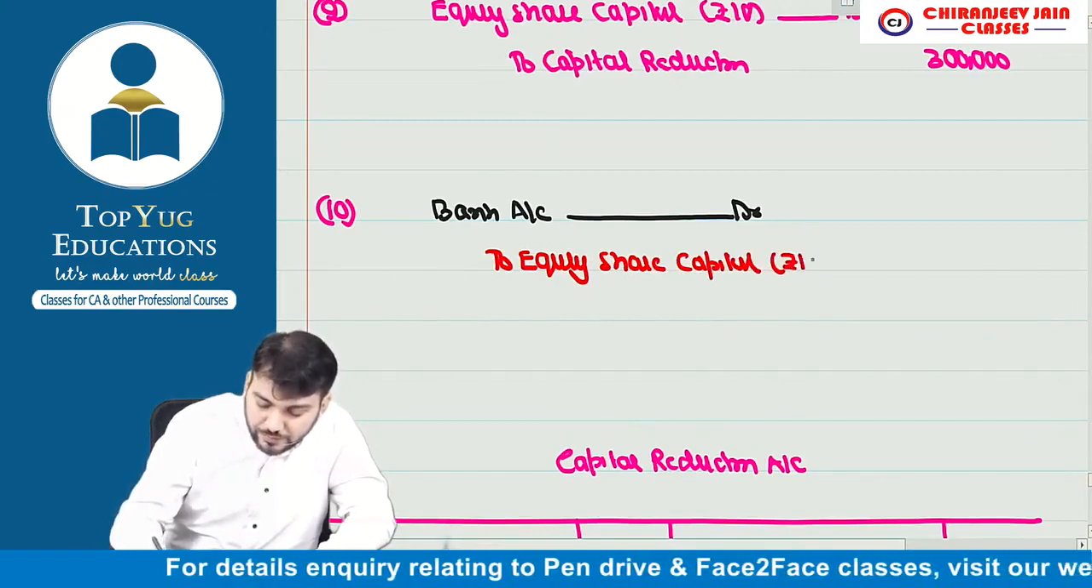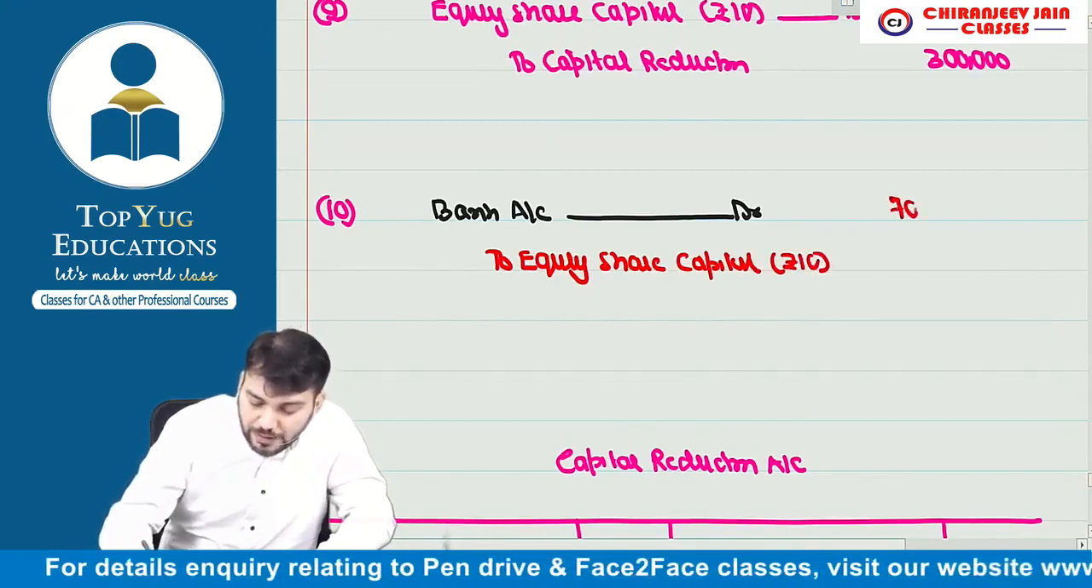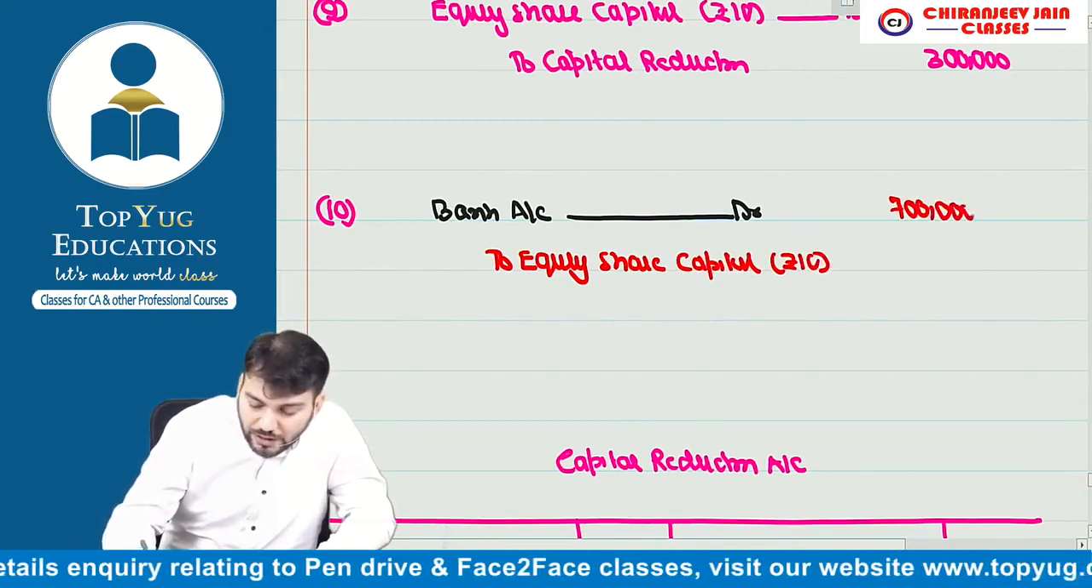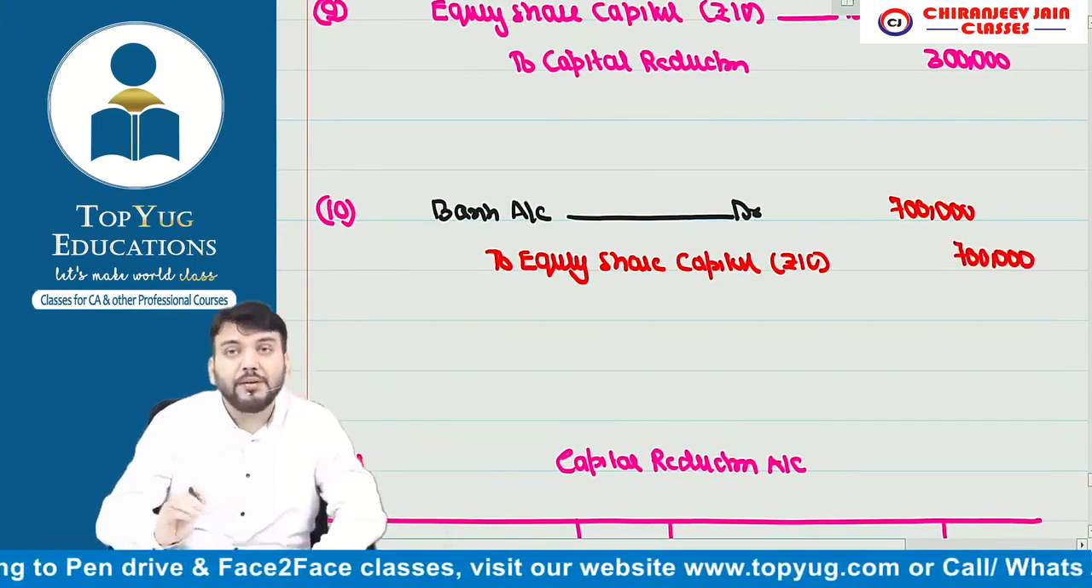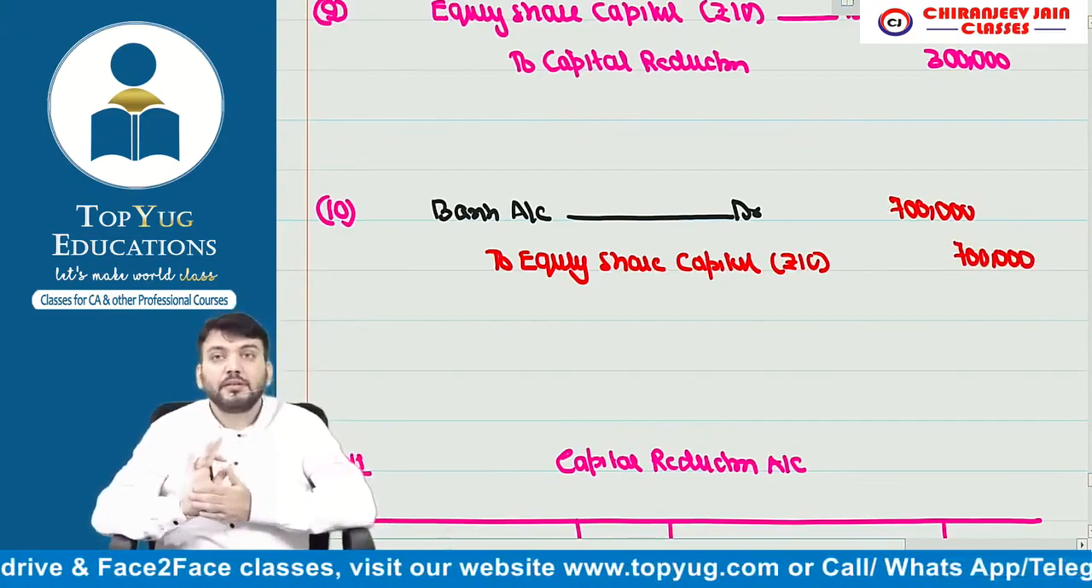Rupees 7 lakh. And all the journal entry has been done. Simple. Correct?